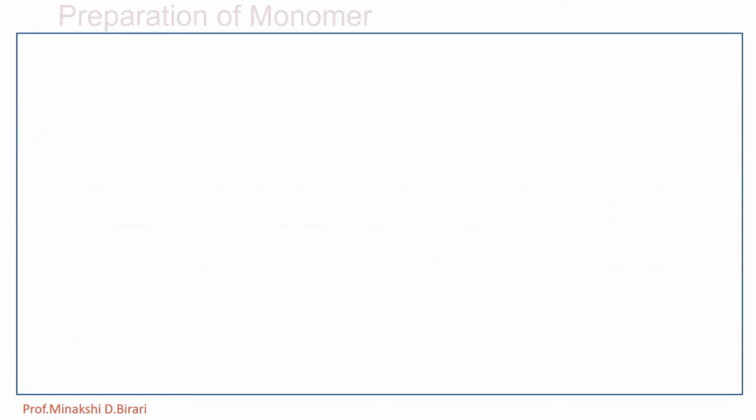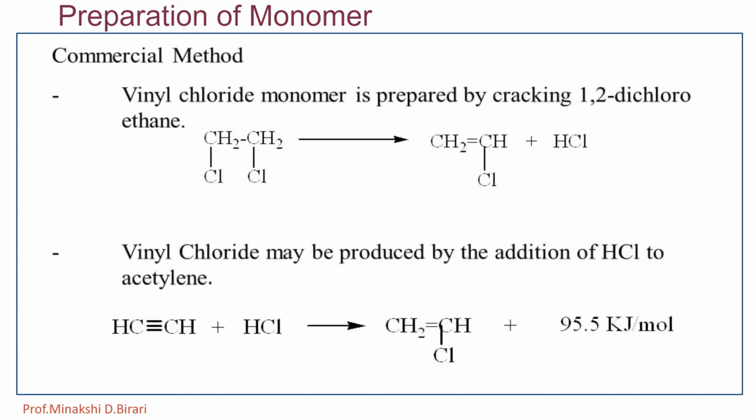How the monomer for polyvinyl chloride is prepared. It is the commercial method for the preparation of the monomer of PVC. The monomer vinyl chloride, which is a gas at ordinary temperature, can be prepared by adding HCl to acetylene or cracking ethylene dichloride. So, when we observe, the first step is that vinyl chloride monomer is prepared by cracking 1,2-dichloroethane. So this one is 1,2-dichloroethane.